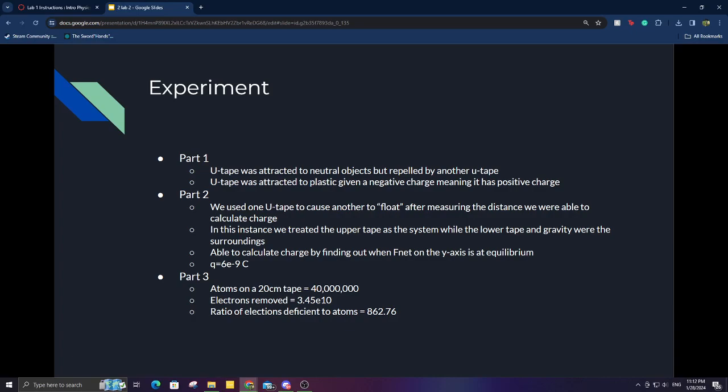In part 3, I completed a few calculations such as the number of atoms on the surface of the tape, the electrons removed from the tape, and the ratio of electrons removed to that of the atoms. The answer to those calculations can also be seen on this slide.